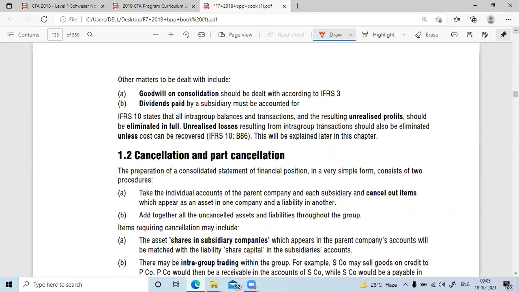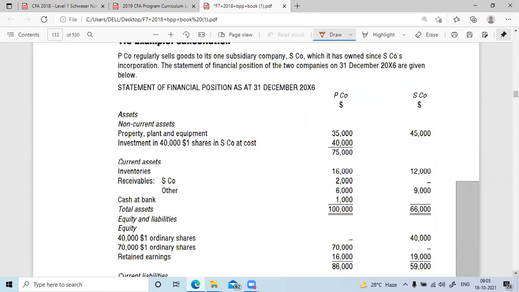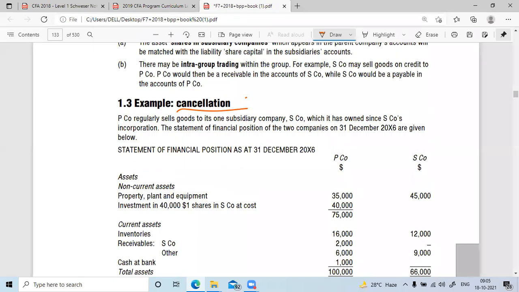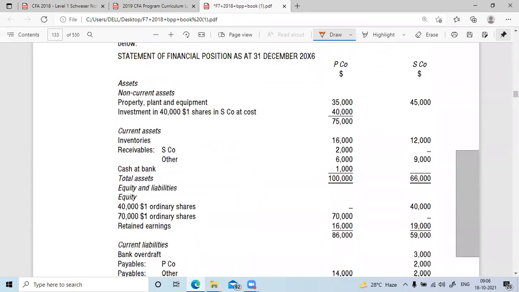But let's go ahead with one example. This is a particular statement of financial position of a company, and we'll see the cancellation part. See, this is the statement, and you see non-current assets, property, plant, and equipment are given, investment in 40,000 $1 shares in S company at cost. This is the investment they did, correct? What is the entry for investment? Investment to cash. Please tell me.